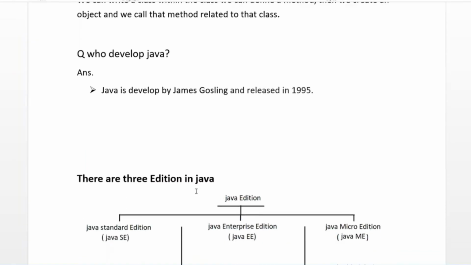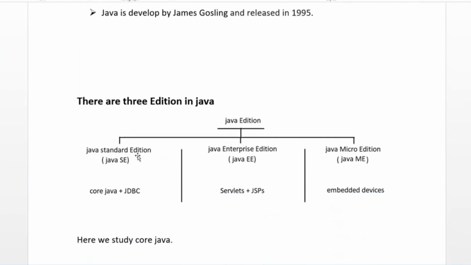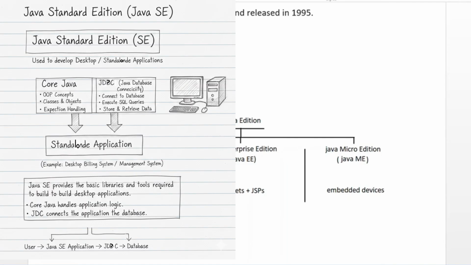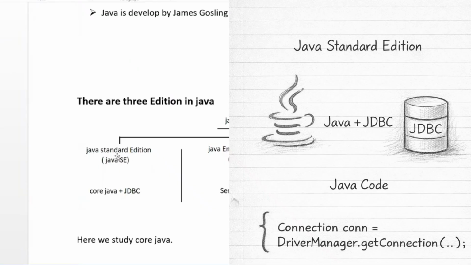There are three editions in Java. First is Java Standard Edition, also known as Java SE. Java Standard Edition contains the capability needed to develop desktop applications and standalone applications. In that, we use Core Java plus JDBC. By using Core Java and JDBC, we develop standalone applications in Java Standard Edition. In short, we say Java SE.